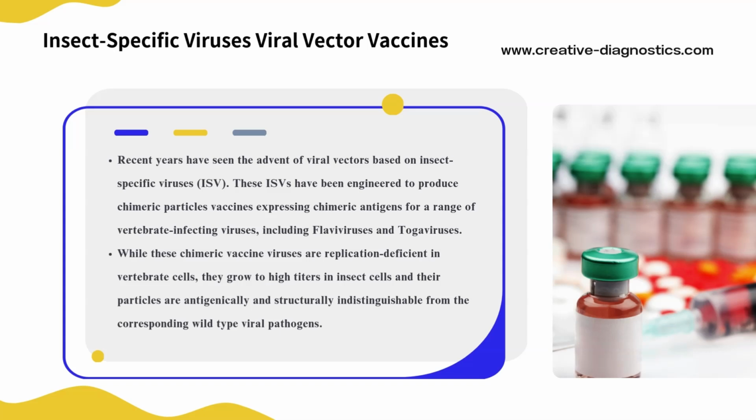These ISVs have been engineered to produce chimeric particle vaccines expressing chimeric antigens for a range of vertebrate-infecting viruses, including flaviviruses and togaviruses. While these chimeric vaccine viruses are replication deficient in vertebrate cells, they grow to high titers in insect cells and their particles are antigenically and structurally indistinguishable from the corresponding wild-type viral pathogens.